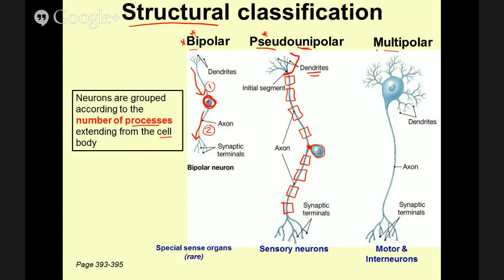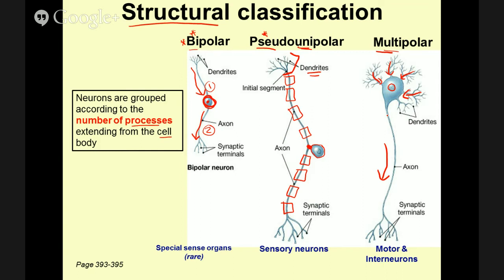Now, our last classification is called multipolar. In this case, there are many processes coming into or leaving the cell body. So here's my cell body with my nucleus inside. And as you can see, there are many dendrites. Dendrites will be bringing messages towards the cell body. And then there's one axon. Remember, neurons usually have just one axon. So here's my axon carrying messages away from my cell body. So a multipolar neuron will have many processes attached to the cell body. So that's how you classify a neuron by structure. You're purely using what it looks like.